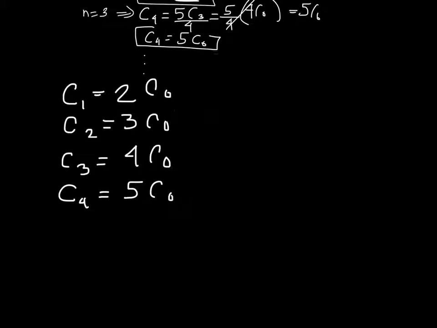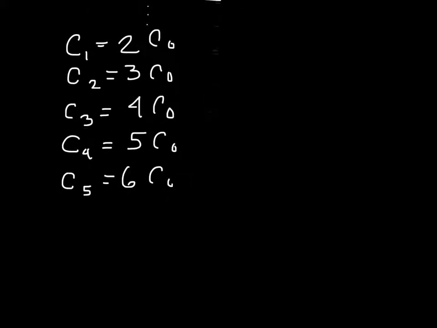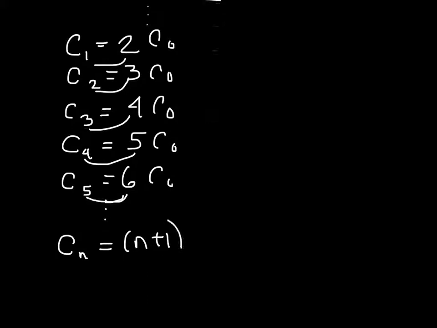Well, notice this is just greater than 1: 2 plus 1, 3 plus 1, 4 plus 1. So this is probably going to be 6 C naught. And eventually, Cn is going to be, well, what's the relationship between this subscript and this number? The difference is 1. So it's probably going to be n plus 1 times C naught. Okay, so that's our Cn.